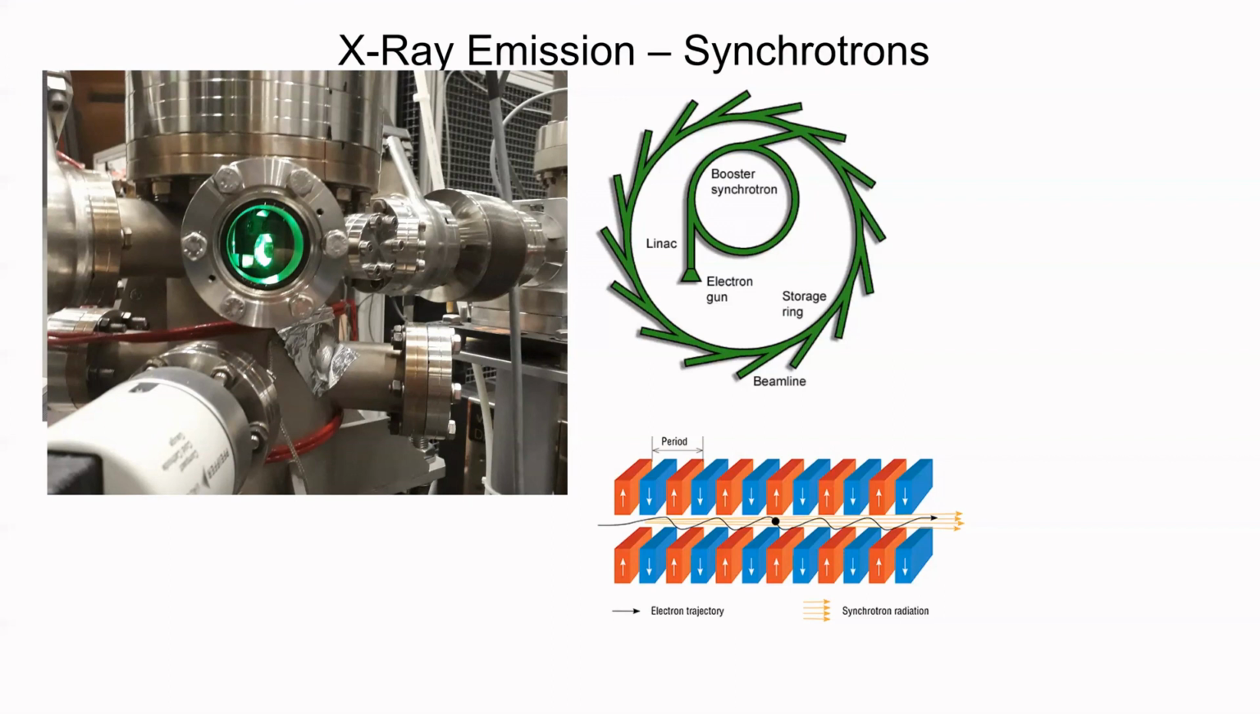Let's say you get a source which is much more brilliant. The latest generation of synchrotrons are in fact the most brilliant known source of light in the entire universe. The only thing that's going to be brighter would be if some alien civilization has built a bigger synchrotron than we have.